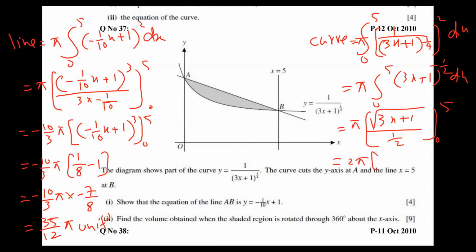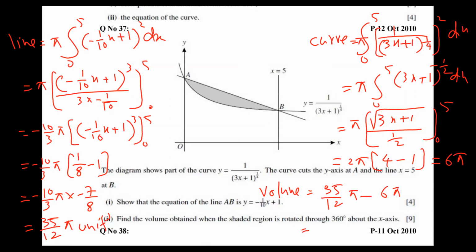Now I'm going to plug in the values. When I put 5, 5 times 3 is 15 plus 1, 16. 16 root gives you 4. And when I put 0, it gives us 1. So this 3, it becomes 6 pi. So 6 pi. And now what is the issue? So what is the volume part I'm looking for? Finally, this part minus that part. So 35 by 12 pi minus 6 pi. So let's check 35 divided by 12 and minus 6. It turns out to be 37 by 12.